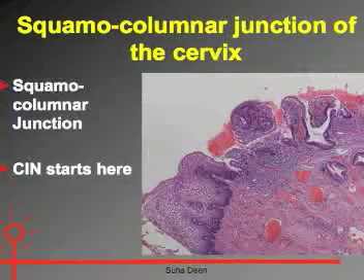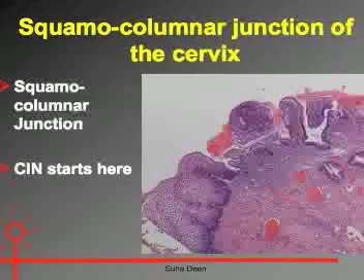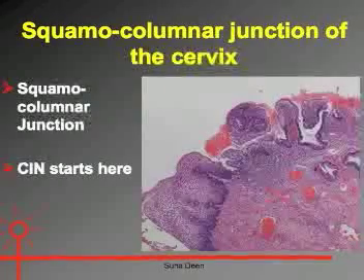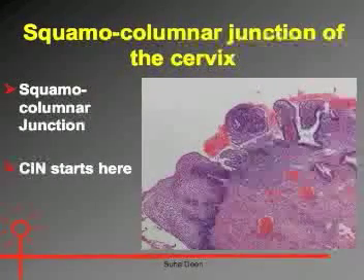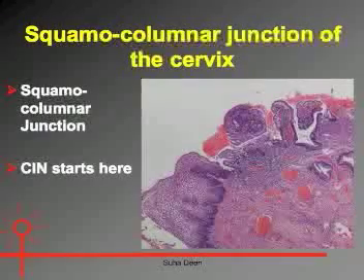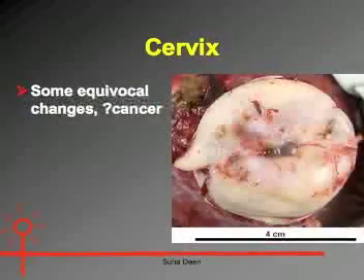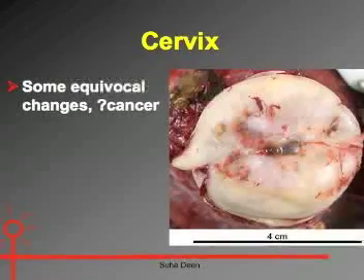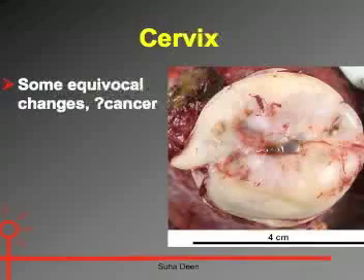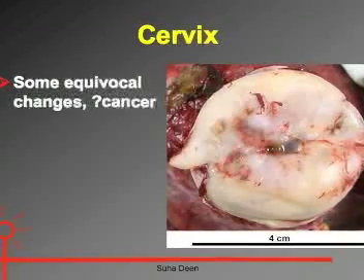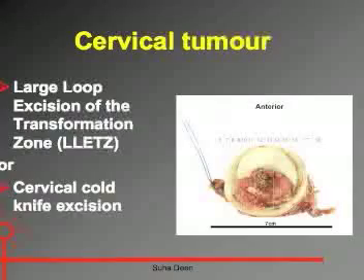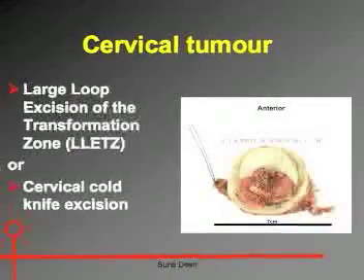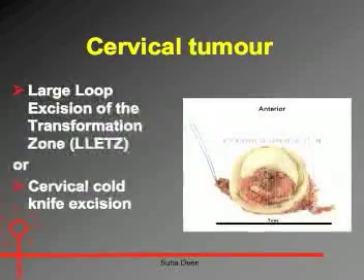This can be demonstrated in this slide where we see the endocervical epithelium joining the squamous epithelium. This is the most important part of the cervix in the context of cervical carcinogenesis, where CIN starts. Looking at this cervical loop or cervical specimen, there are some erosions, but the appearances are equivocal, and it might be normal, might be showing some malignant or pre-malignant changes, in contrast to this loop where it shows pronounced changes consistent with carcinoma.